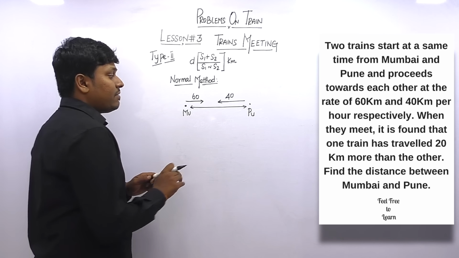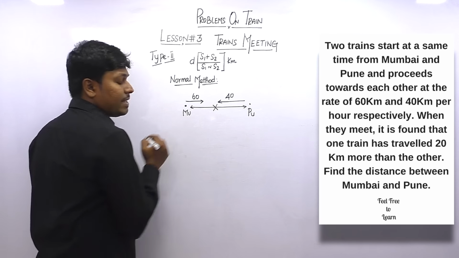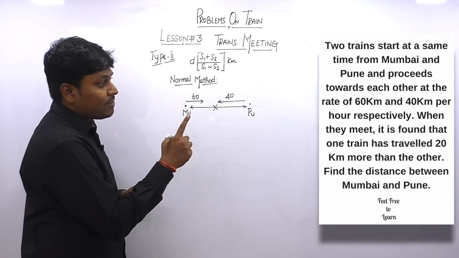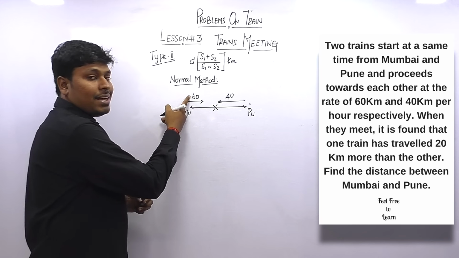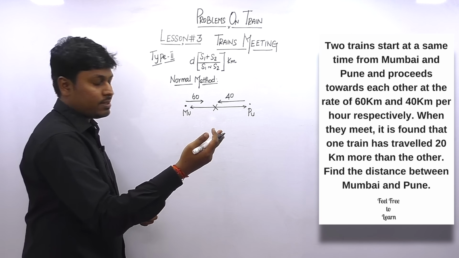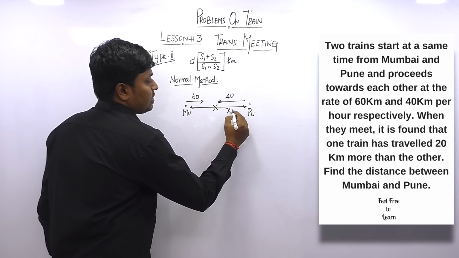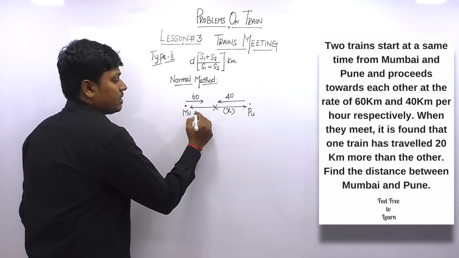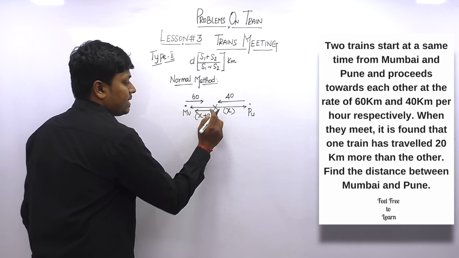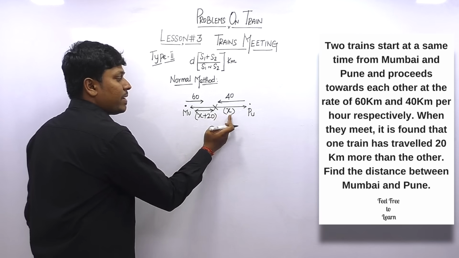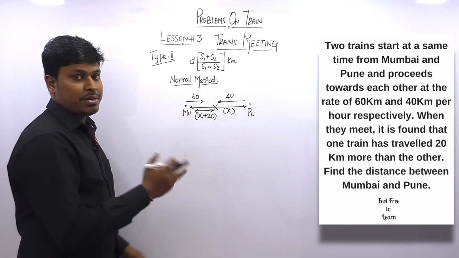And they have given another value: while both the trains are meeting, one train travels 20 km more than the other. So definitely the train which has more speed will cover more distance. So we can say, assume this train's distance as x, then this train's distance will be x plus 20. So when they are meeting, one train covers 20 km more than the other. So x plus 20, right?